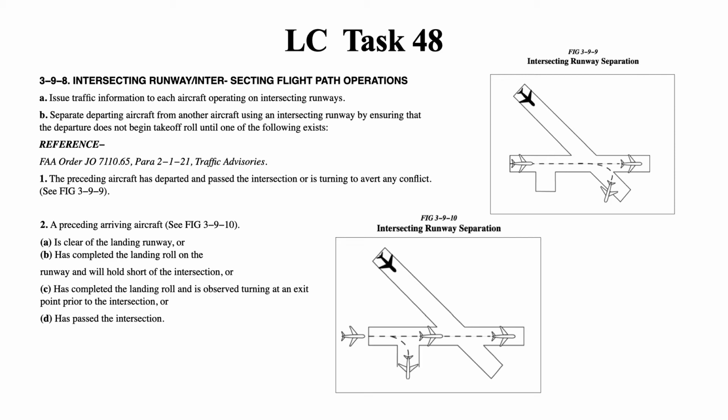C, has completed the landing roll and is observed turning at an exit point prior to the intersection, which is the first option there with the aircraft going to the right, or has passed the intersection, again, has already completed the landing roll and passed that intersection. And that's basically it for intersecting runways.